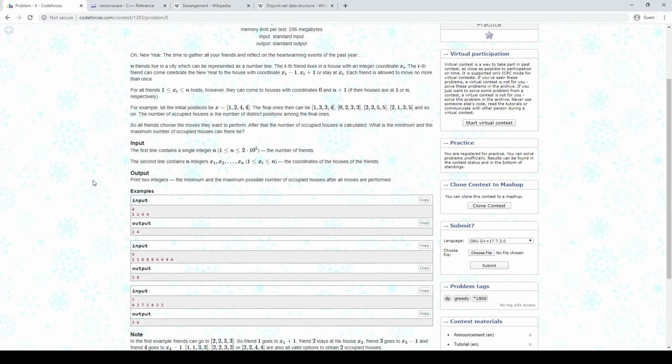Seems not so bad. Right, just go through each person from left to right, move left if the left square is empty, stay put if your square is empty or has not been occupied yet, and then go to the right otherwise, I guess. I see. So that's how to get the maximum number of possible occupied houses. How about the minimum number of possible occupied houses?